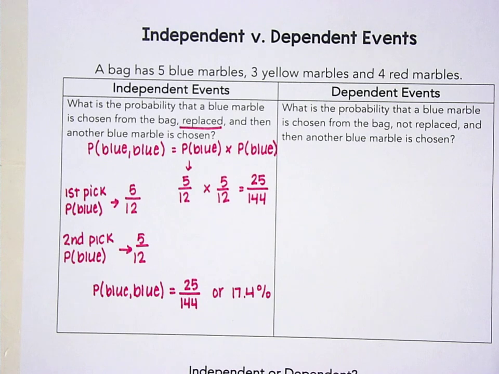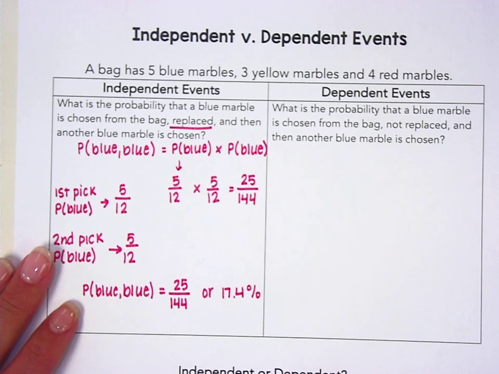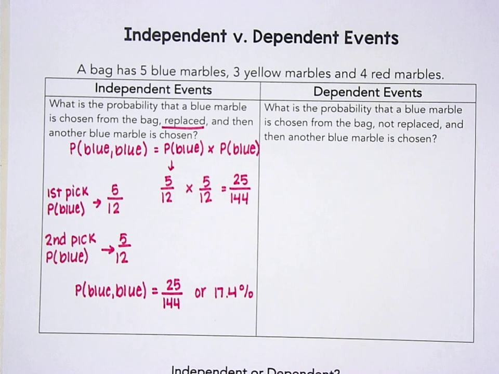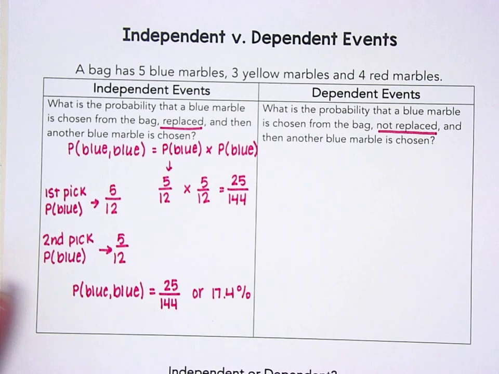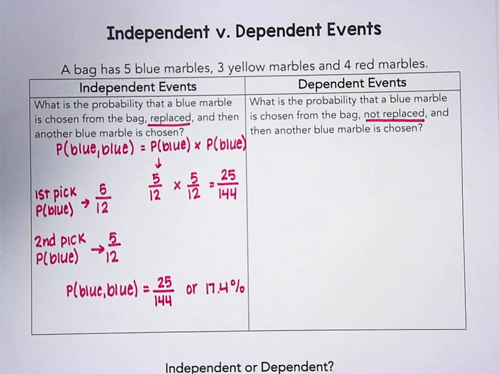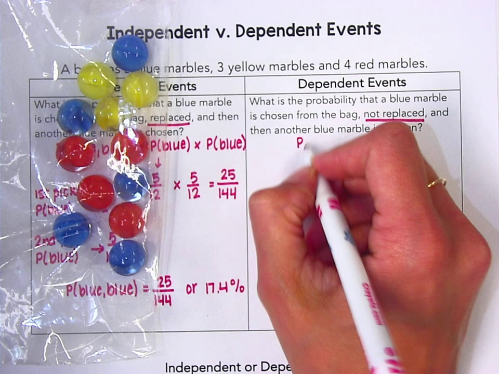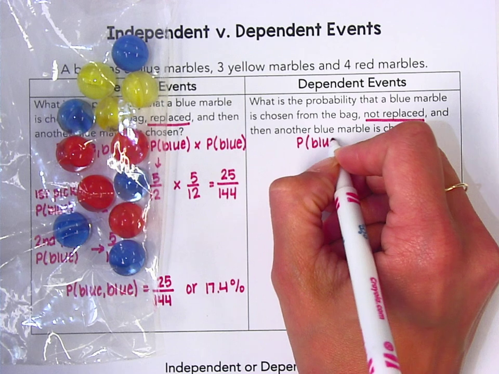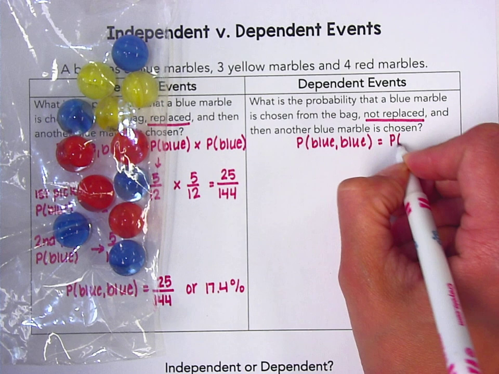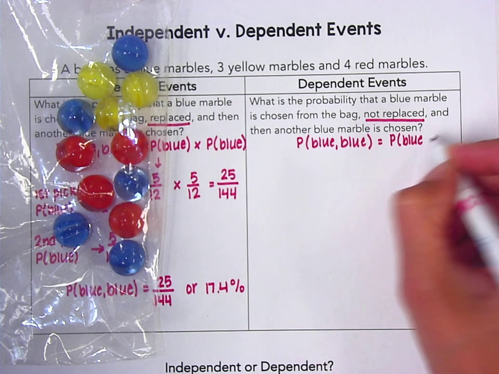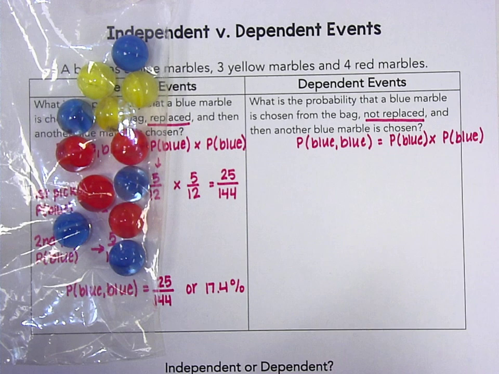Now we're going to look at this from the dependent event perspective and see what makes this different. Now we want to know the probability that a blue marble is chosen from the bag, not replaced, and then another blue marble is chosen. We're still dealing with that same bag of marbles, and we're still trying to find the same thing: the probability of choosing a blue and then another blue. We're still going to calculate it the same way. We find the probability of choosing blue the first time and multiply it by the probability of choosing blue the second time.